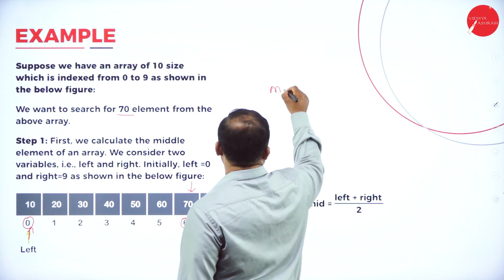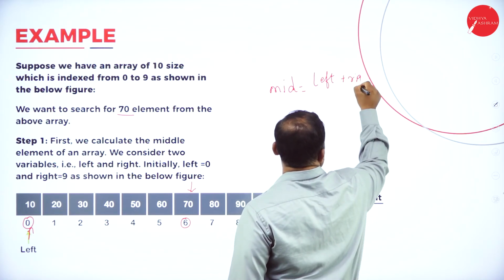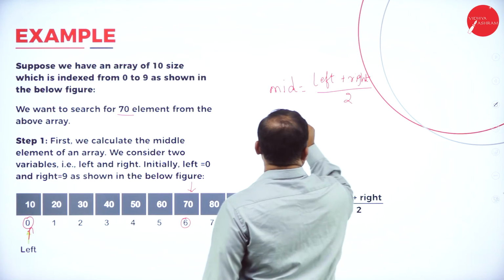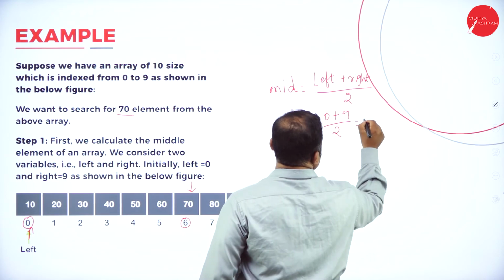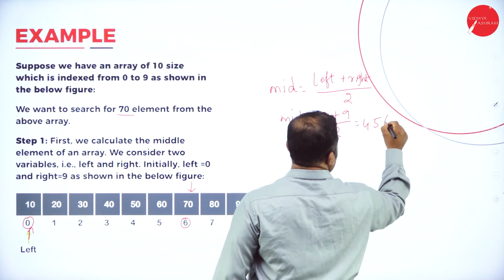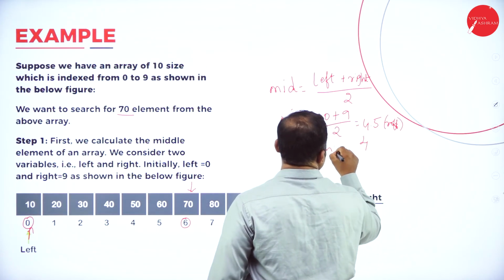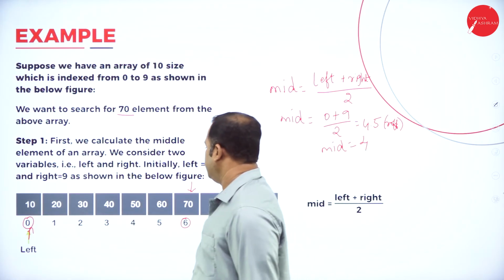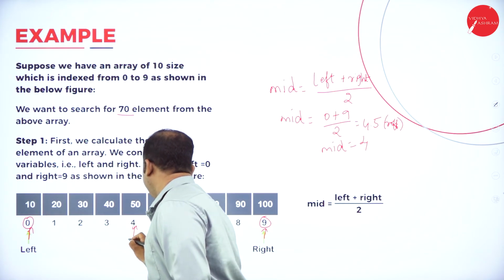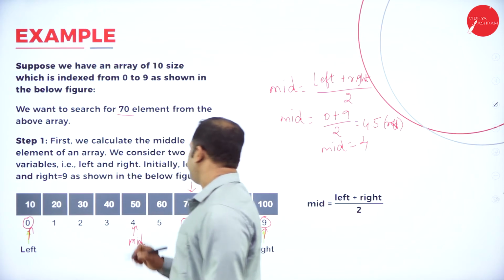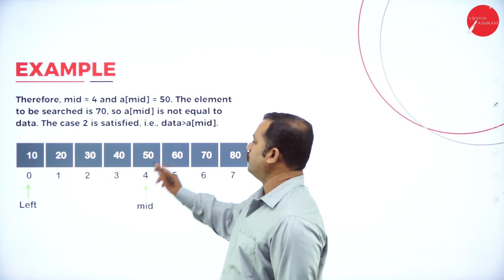So obviously my mid is equal to left plus right by 2. That is mid is equal to, for this case, 0 plus 9 by 2, which is 4.5. I will round off this to 4. That is mid is equal to 4 initially in the first iteration. This becomes my mid element. You will see that in the next slide. Mid is equal to 4.